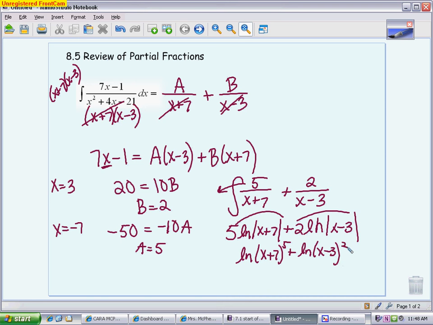Or you can actually go one step further, and you'll see this a lot of times on multiple choice, is they use one more logarithm rule, which says when logarithms are added, they can be multiplied.